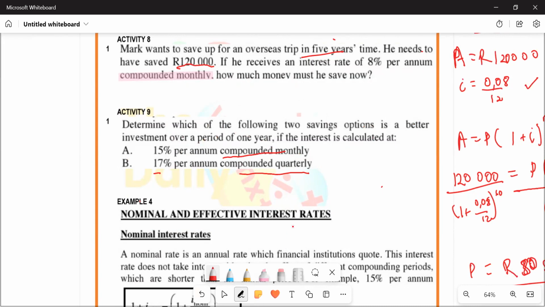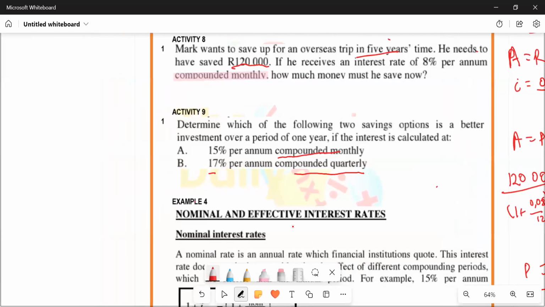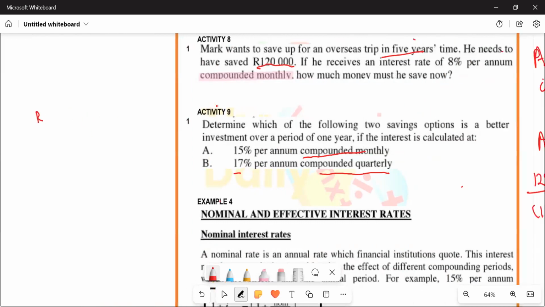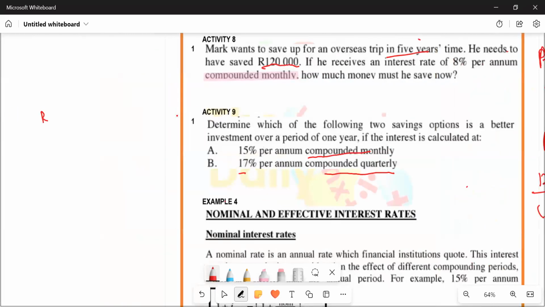Now, what should be the same here? I know we don't know here, but what we can make the same is the investment. Let's make the investment the same, and then we'll compare based on those. So we can say, suppose both people are investing 1,000. Let's invest 1,000.